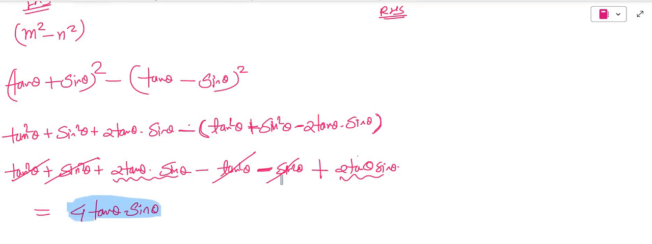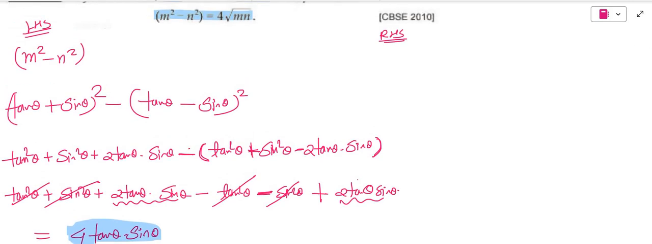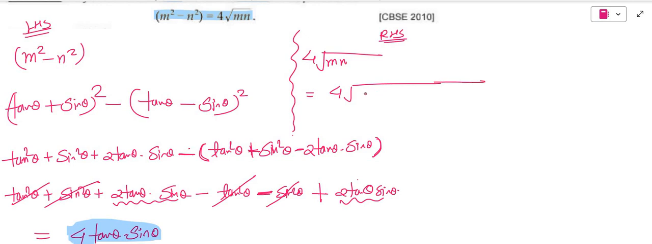Let's try right hand side. What we are getting, ठीक है? तो right hand side पे we have under root of 4mn. तो let me do under root of m. m क्या था guys? m था tan theta plus sin theta and n क्या था?